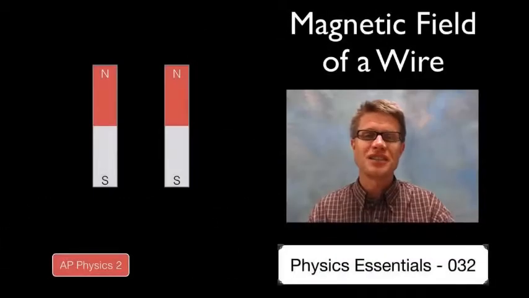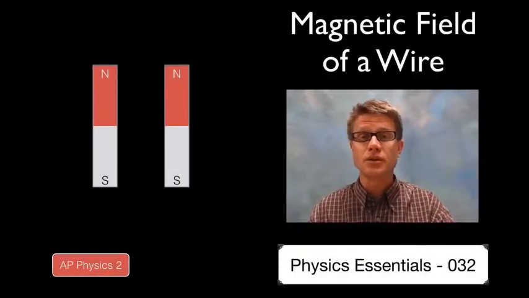Hi, it's Mr. Anderson, and this is AP Physics Essentials Video 32. It's on the magnetic field of a wire.